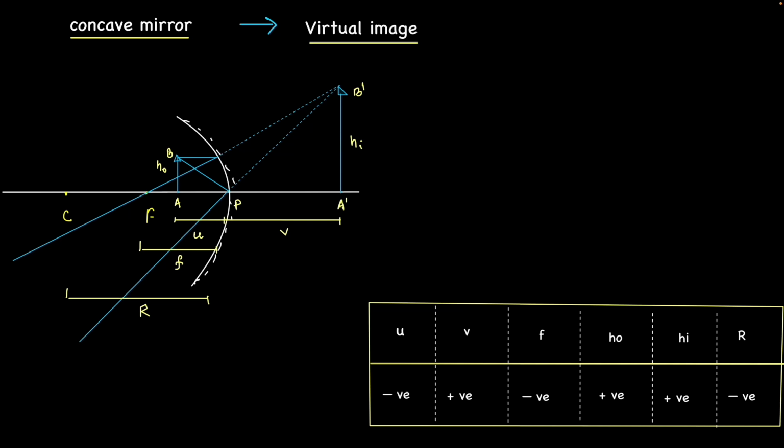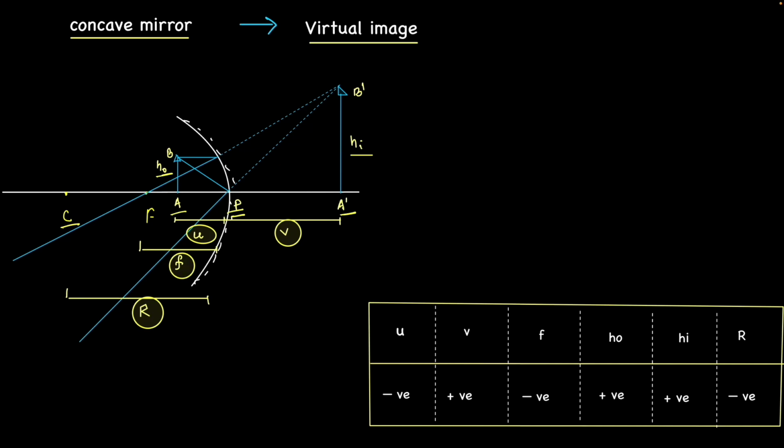So again, AB is our height of object, A dash B dash is height of image, P to A dash is the distance between image and the pole, it's represented as V, and A to P is the distance between the object and the pole, it's represented as U. C and P is the radius of curvature, and F and P is the focal length.